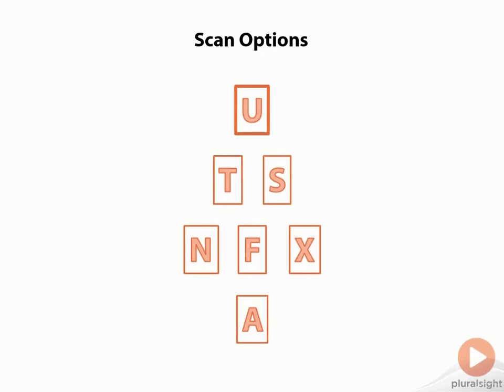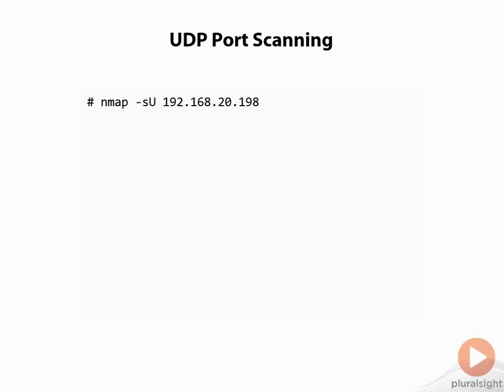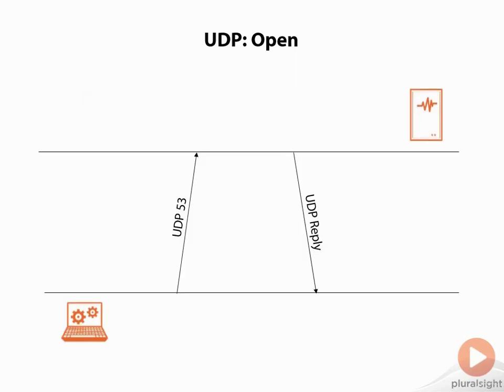Let's start with UDP port scanning. UDP port scanning is enabled using the -s capital U option as shown in this command. Open UDP ports are only detected when the associated application provides a reply. Probes sent to UDP ports that commonly provide replies, such as DNS on port 53 or SNMP on port 161, contain a payload designed to elicit a response from the target application. Probes to other UDP ports have an empty payload.